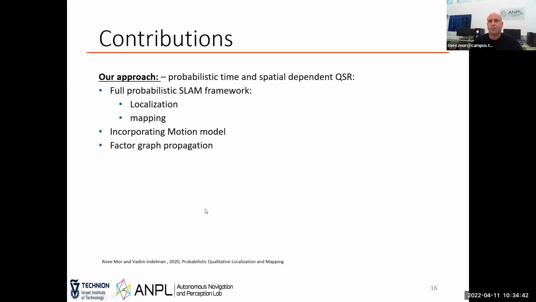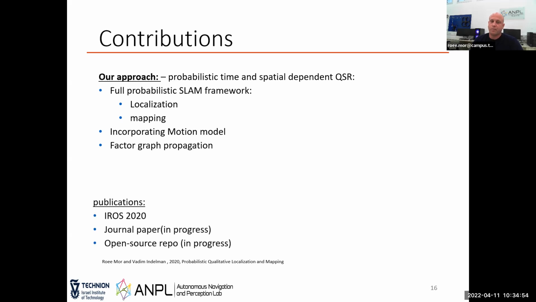And we also show how to represent the map in a factor graph and how to propagate data between different local frames in the map. So part of this work is published in IROS 2020, and the rest of it will be published in a journal, and we'll also make available an open source repo for this type of inference.